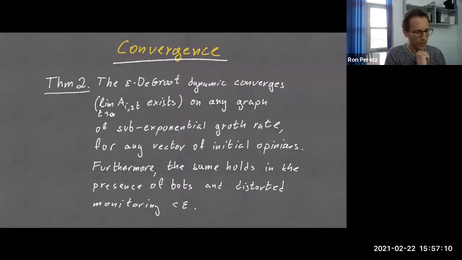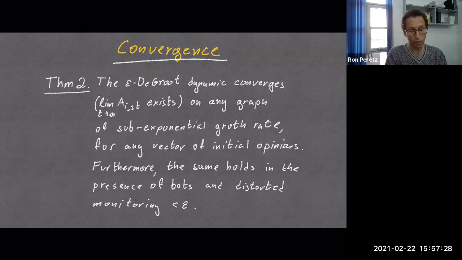Okay, so we assume that, I didn't write it here, but we also assume that the degree of the graph is bounded and the initial opinions are bounded. So we have a vector of initial opinions and these numbers are inside the 0-1 interval, say.